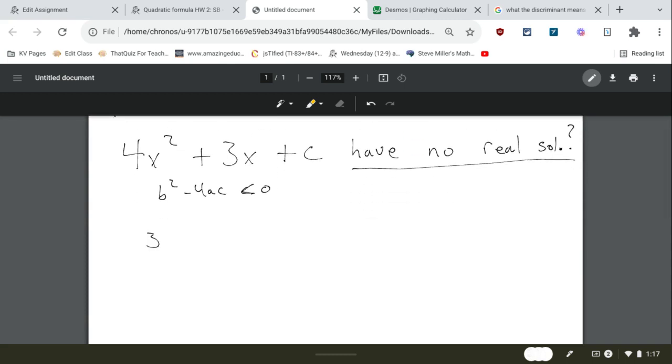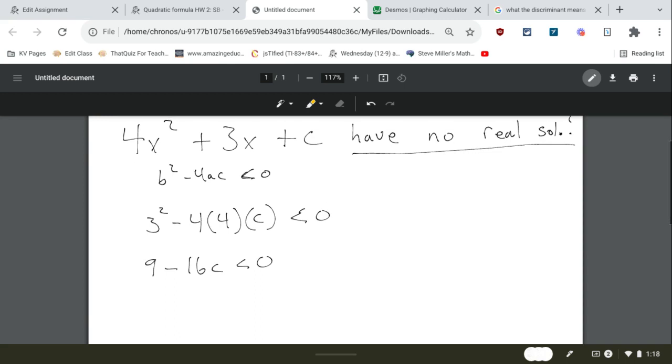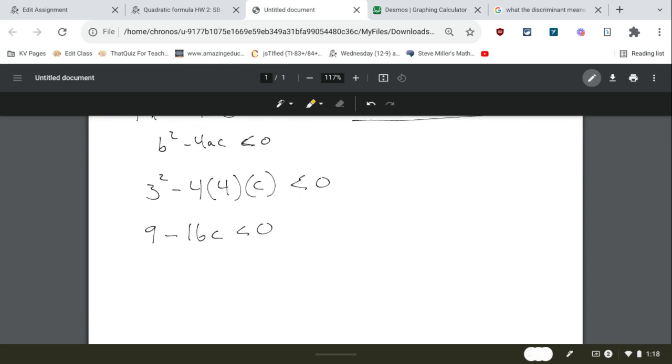So it's going to be 3 squared minus 4, a is 4, and then c, is all less than 0. All right, if I work this out, it's going to be 3 squared is 9, minus 4 times 4 is 16, c is less than 0. To solve this, I'm going to move the 9 over to the other side of the inequality. So subtract 9, and I'm going to get negative 16c is less than negative 9.